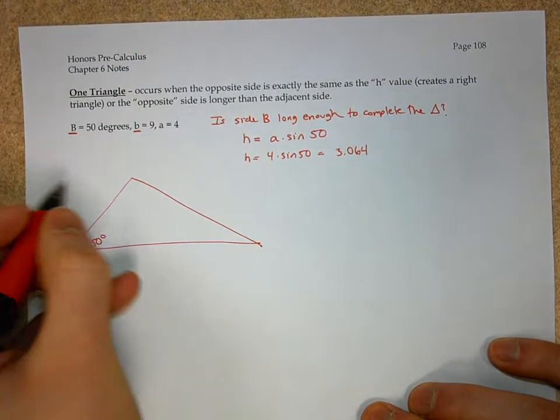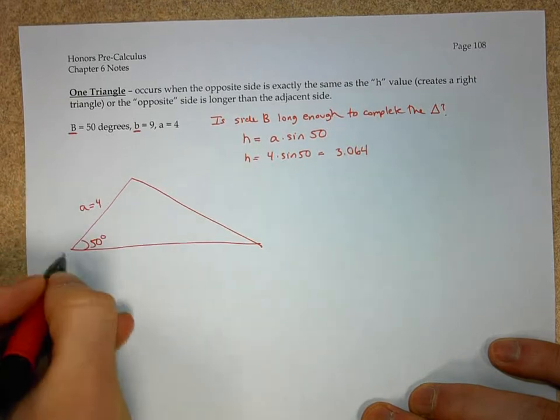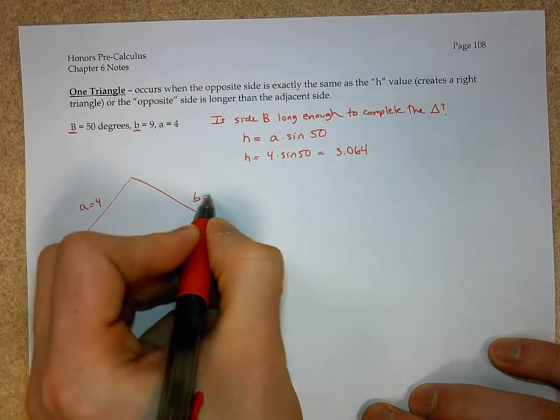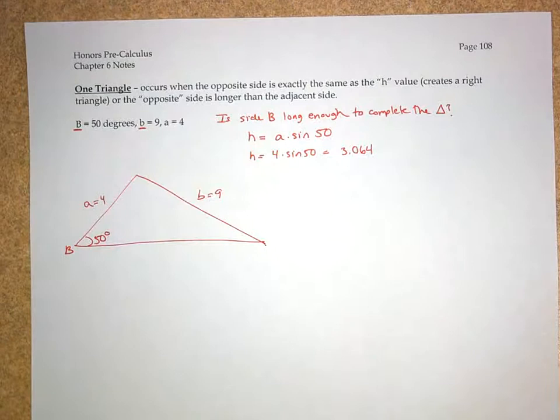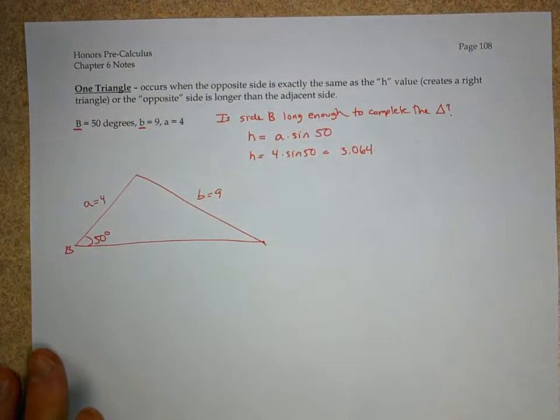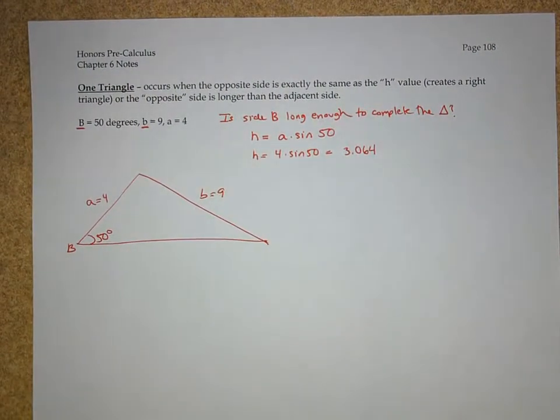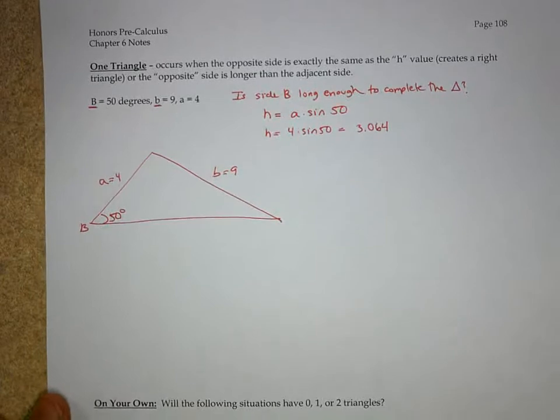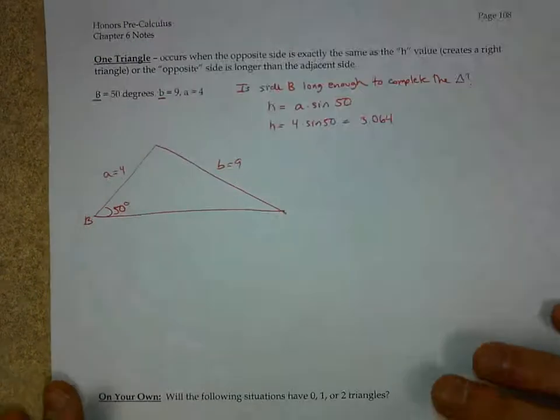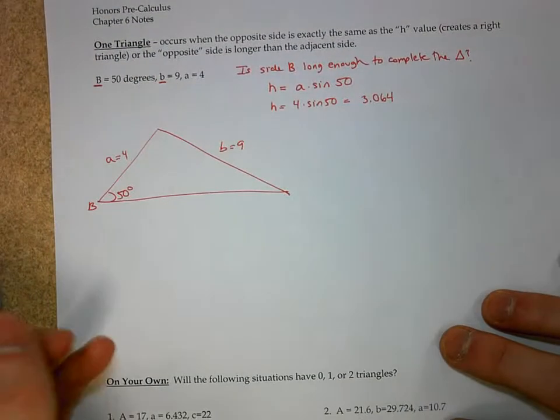Here's my 50 degrees. Here's my A equal to 4. Here's side B, my long side, B equals 9 over there. So given this acute situation, I'm only going to have one triangle that we can use in order to solve this. So let's solve out this triangle then.